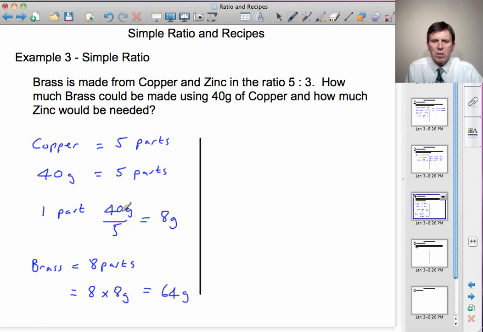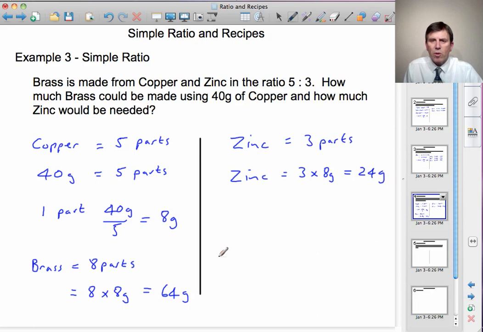40 grams of it's copper. How much of it is zinc? Well, the zinc we need is 3 parts. So that's the zinc is 3 multiplied by, and we found out that 1 part is 8 grams. So 3 times 8 grams, 24 grams.